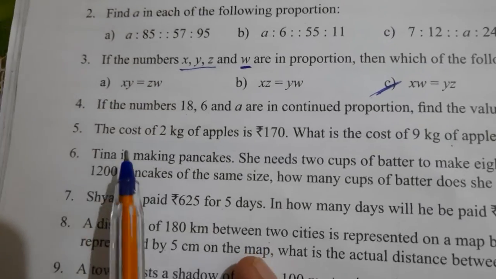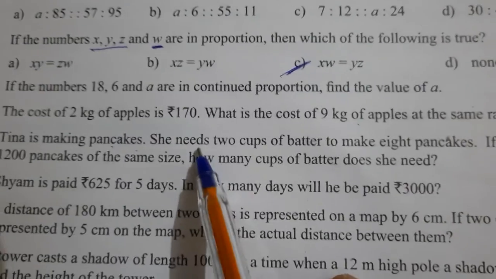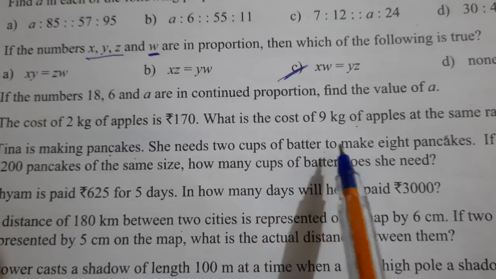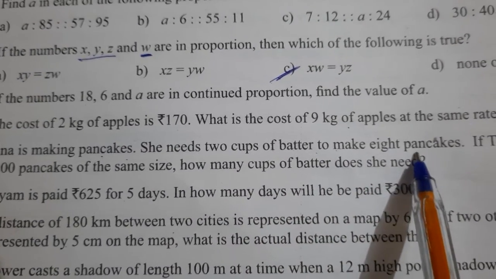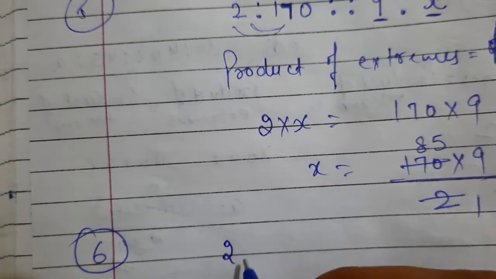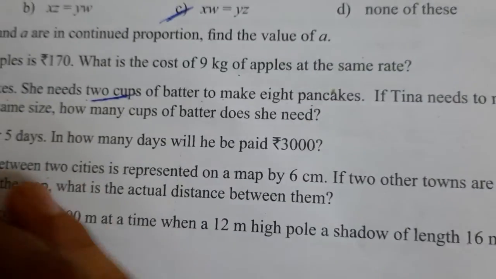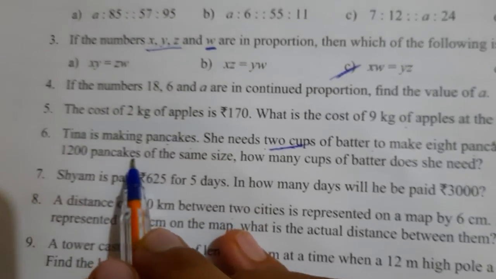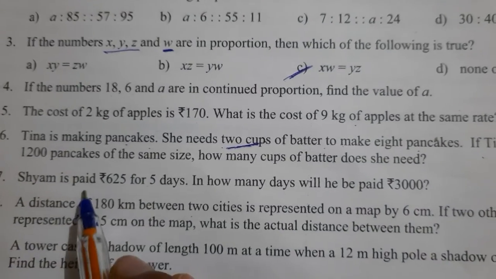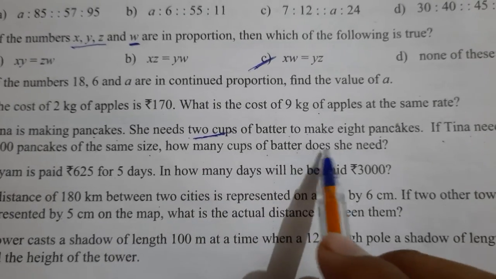Next, see the sixth statement. Tina is making pancakes. She needs 2 cups of batter to make 8 pancakes. If Tina needs to make 1200 pancakes of the same size, how many cups of batter does she need?